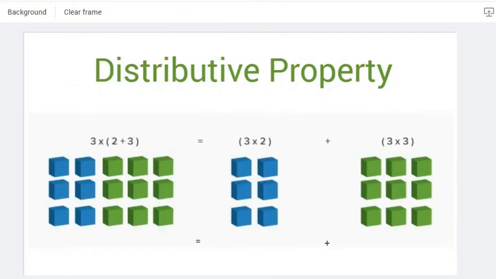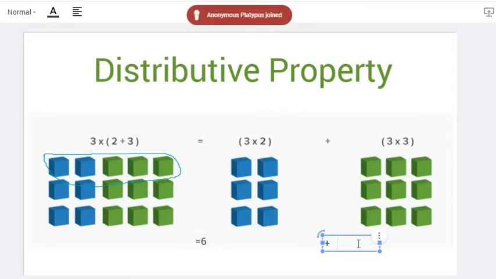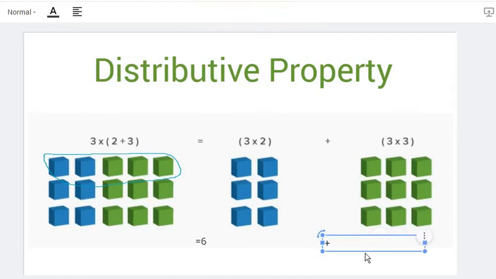Here's another example. Let's say we're asked to multiply 3 times the bracket 2 plus 3. Here we have 2 blue blocks plus 3 green blocks. If we have 3 of these, or 3 rows of these, you're going to get the same thing as saying 3 times 2 blue blocks plus 3 times 3 green blocks. So 3 times 2 is 6, plus 3 times 3, which would give you 9.